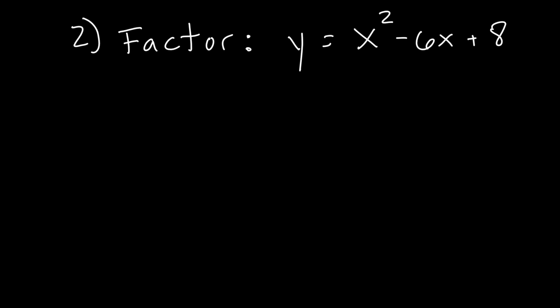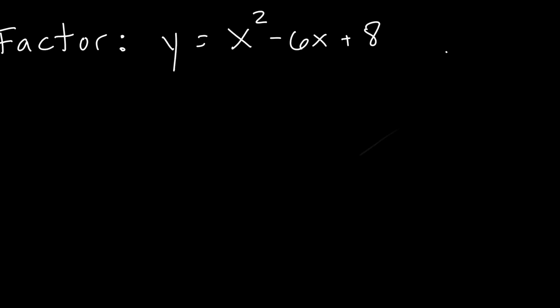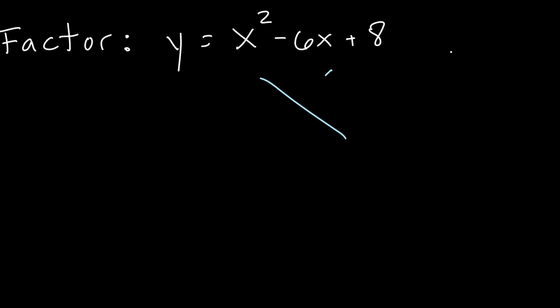What did I tell you guys to do? Special X. Yes, the special X method. Now what goes up top in our X? A times C. So what is A times C? 8. And what goes in the bottom? Good, -6, our B value.